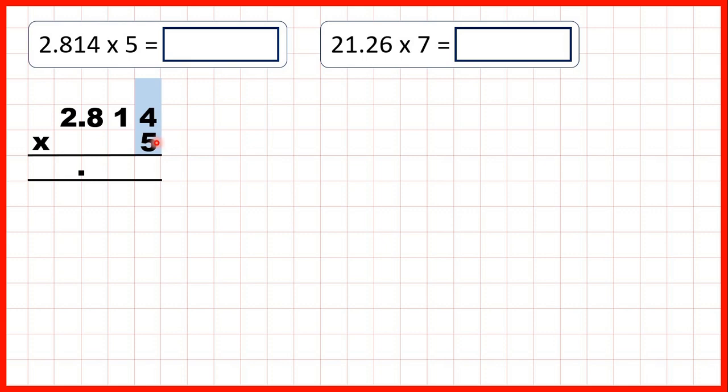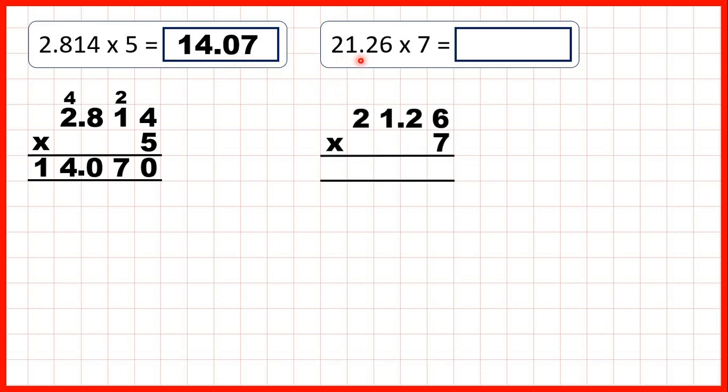Now 4 times 5 is 20, so that's 20, with the first digit above the next place value column along, so here above our hundredths column. Now 1 times 5 is 5, plus 2 is 7. 8 times 5 is 40, so that's 40. And 2 times 5 is 10, plus 4 is 14. So our answer is 14.070. But we don't need to write zeros on the end of decimals, so we can just write 14.07 as our answer.